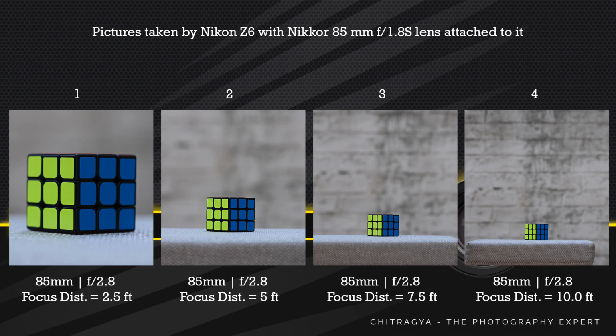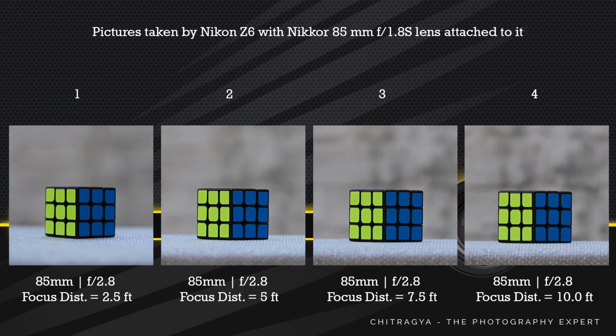You will start noticing the patterns in the background, although it is still blurry. In the fourth picture, the patterns in the background get clearly visible. For a better understanding, I have cropped all the images in such a way that the cube appears to be of similar size. Notice how the depth of field changes from shallow to large in each of them.